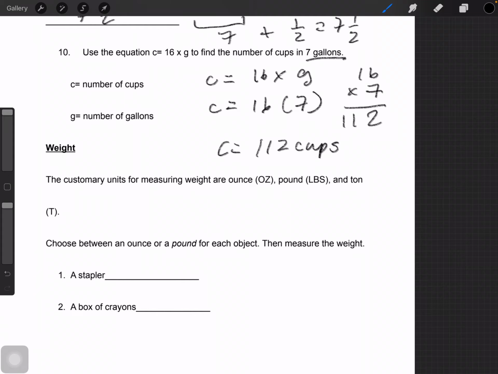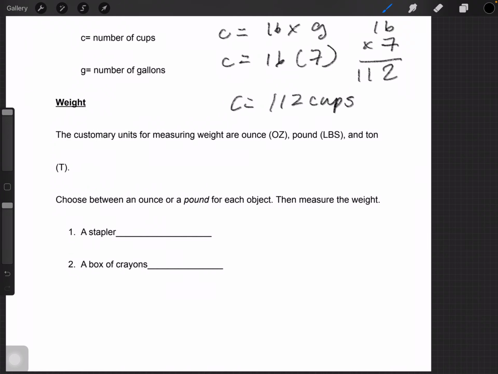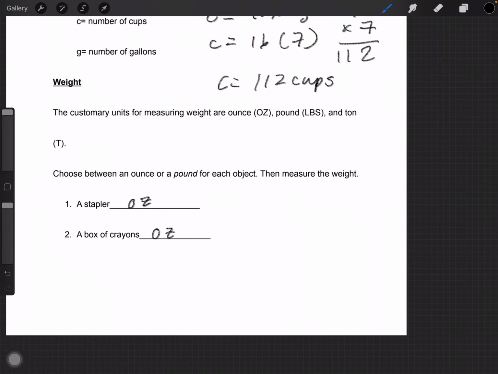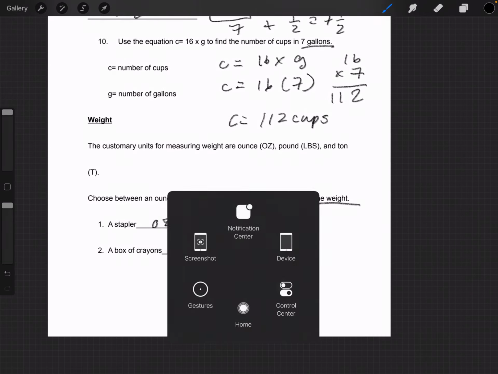The customary units for measuring weight are ounces, pounds, and tons. So choose between an ounce or a pound for each object. An ounce is light, like a feather. So we have a stapler. Actually, an ounce isn't that light. An ounce is like small household objects, like your pencil. So a stapler, you would do an ounce. A box of crayons would probably also be an ounce, unless it's a really big box, then it might be a pound. And then you can go measure the weight on your own. That's all for today.